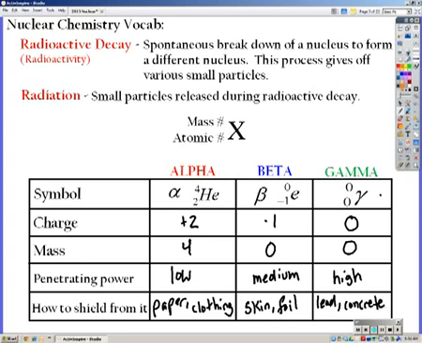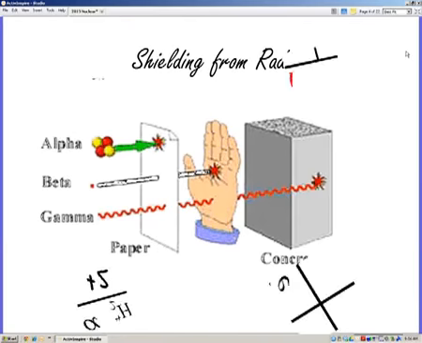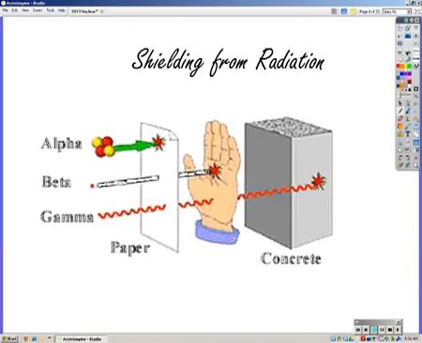Alpha and beta, although it looks like they can be stopped very easily, can cause damage if you ingest them or inhale them. From this picture, you can see that alpha is stopped with paper, beta goes through the paper but is stopped by skin, and gamma is going to go through paper, skin, and then notice that it's being stopped deep within the concrete.